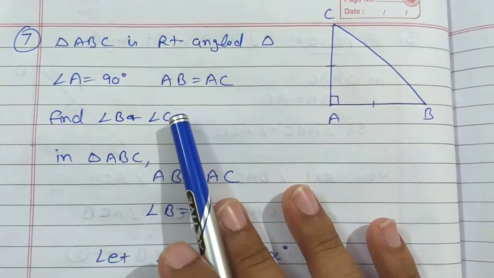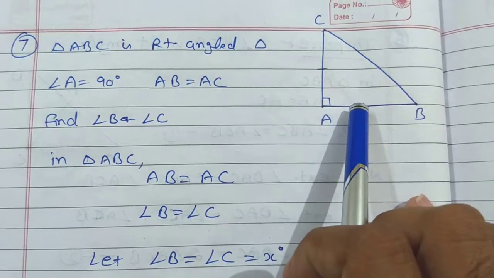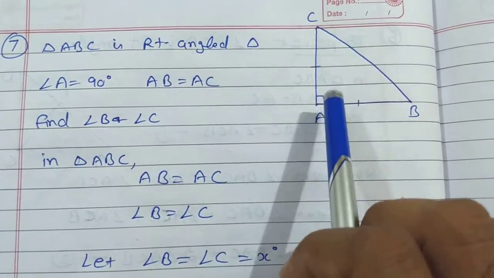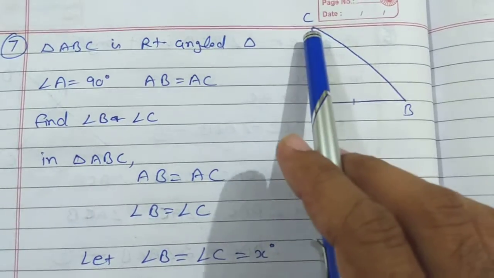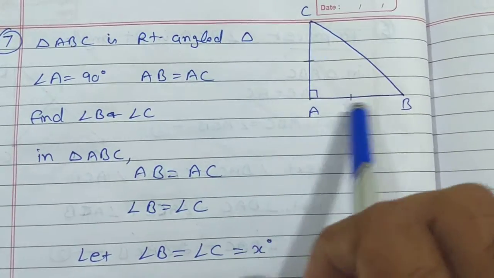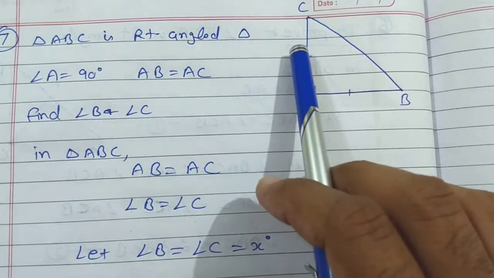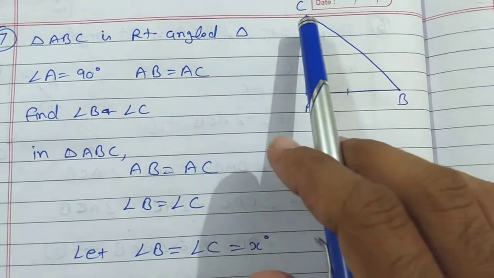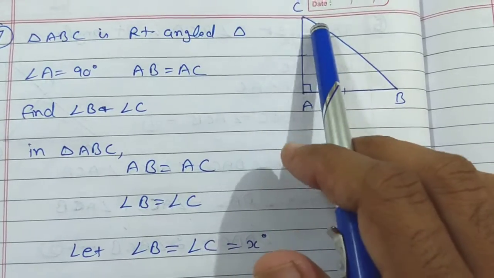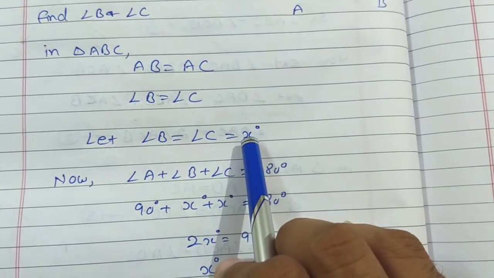Now in question number 7 we have given a right angle triangle which is isosceles also, and we have given that AB is equals to AC and right angle at A. So we have to find what is the value of angle B and what is the value of angle C. So in triangle ABC, AB is equals to AC, and you know very well opposite angles of these two sides are also equal. So angle B is equals to angle C. Let we are taking both angles equals to x degree.